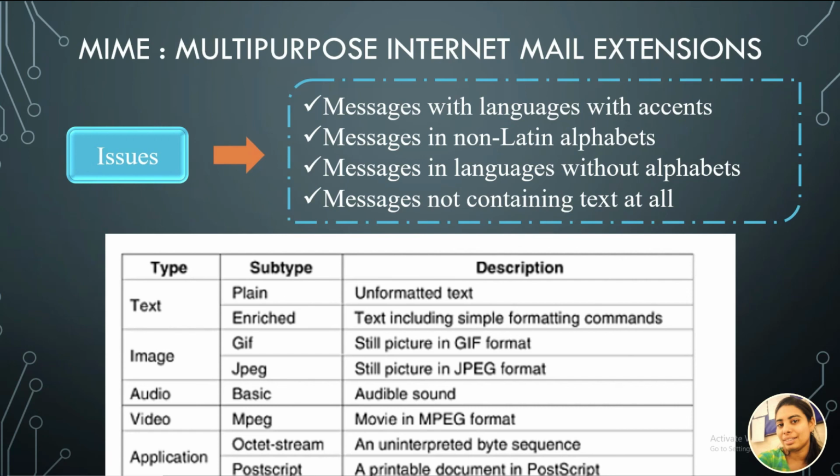The text has just two subtypes, that is plain and enriched, and the description for those two subtypes is also given. Image also has two subtypes, GIF and JPEG. Audio is a normal audio file. Video is again a normal video file, with the extension MPEG, and application is the .exe file.